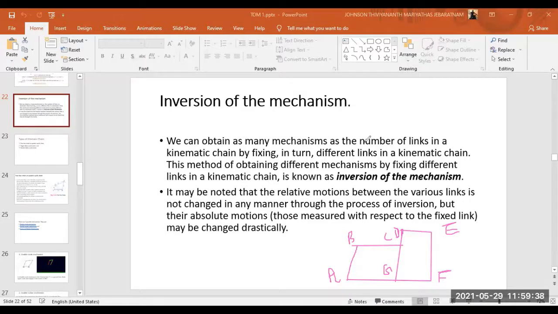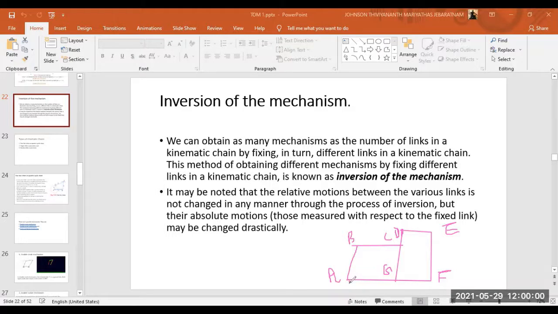It may be noted that the relative motions between the various links are not changed in any manner through this process of inversion, but the absolute motions may be changed drastically. So there were two things we discussed. One is relative motion and the other one is absolute motion.